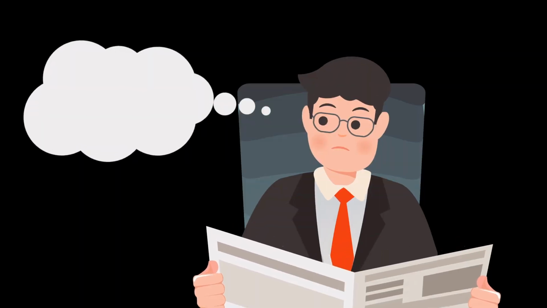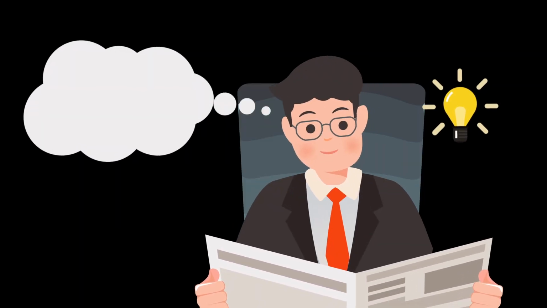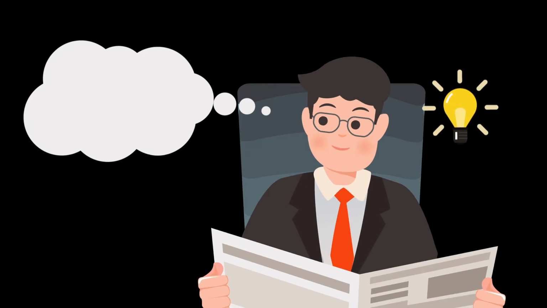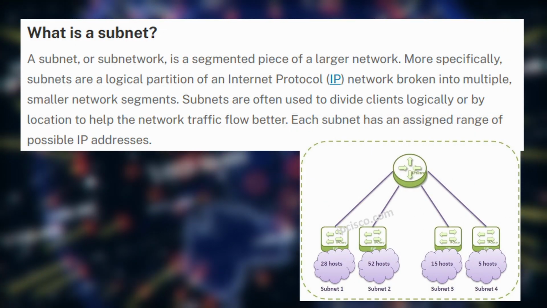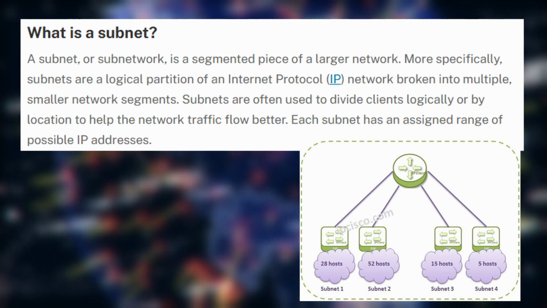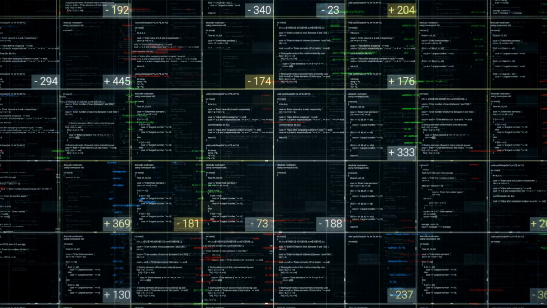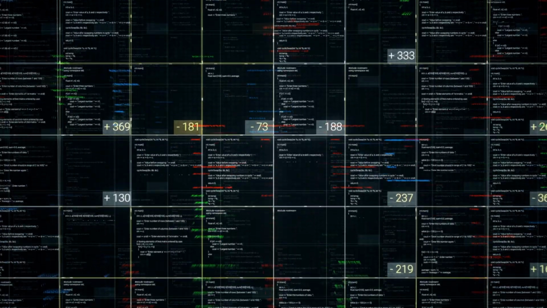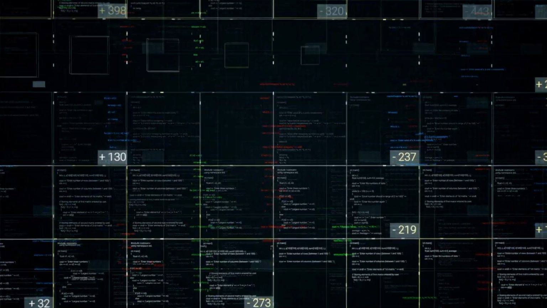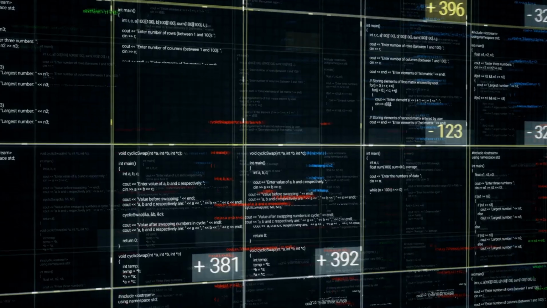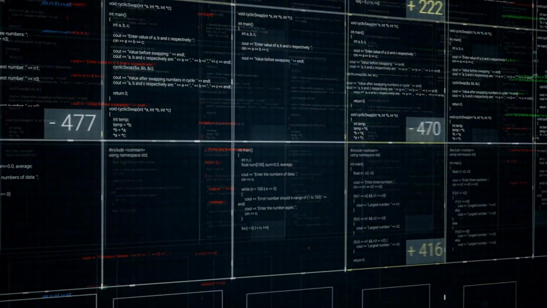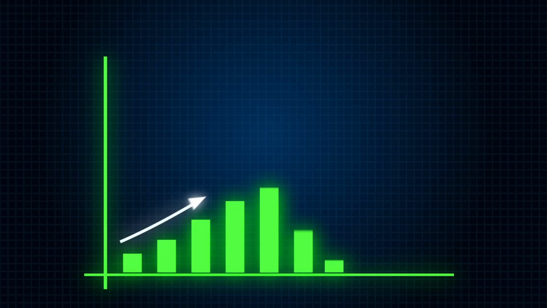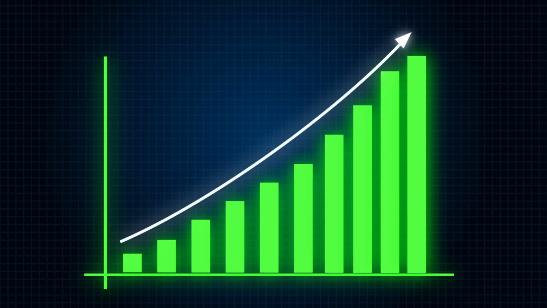What is a subnet? A subnet, short for subnetwork, is basically a smaller part of a larger network. Think of a network as a neighborhood. A subnet is like dividing that neighborhood into smaller streets. This makes it easier to manage traffic and improves efficiency. For example, instead of having 1,000 devices all in one big network, you can break them into subnets of 200 devices each. That way, communication is faster and problems are easier to isolate.